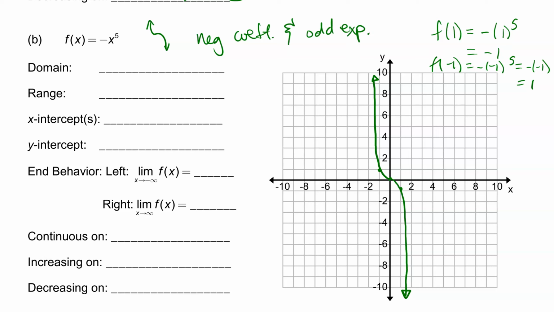So I want you to try filling out this left side. Give it a shot, see how much you can figure out yourself. Discuss with the person next to you if you need to.